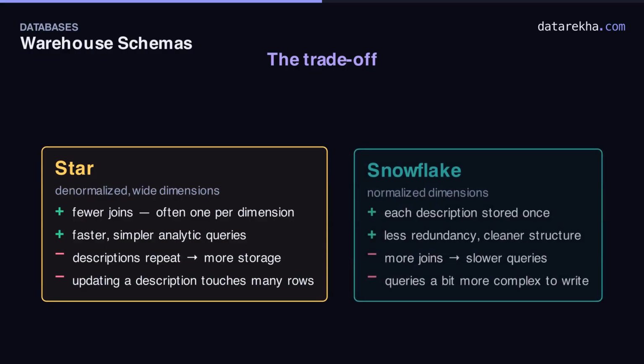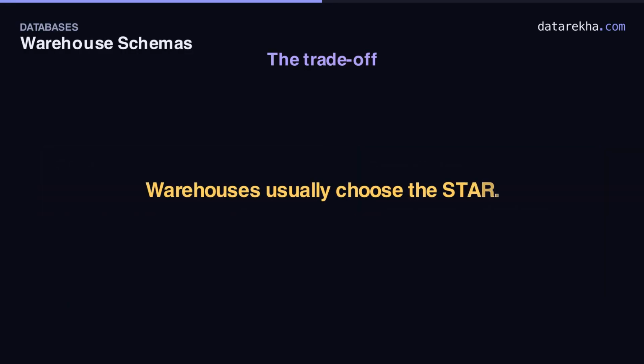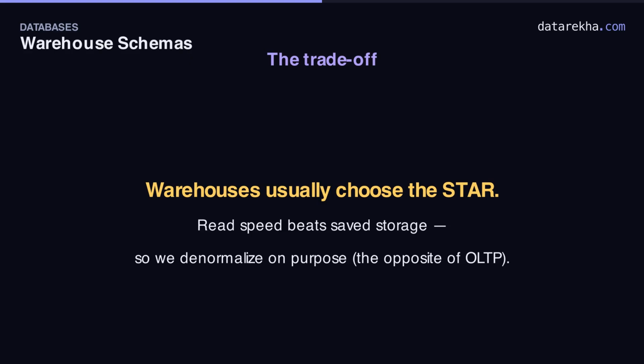The snowflake wins on tidiness. Each description lives in exactly one place. Far less redundancy, cleaner structure. The cost is joins. To read a category name, you now hop fact, then product, then category. So which wins? Usually the star. In analytics, read speed beats a bit of saved storage, so we cheerfully denormalize, accepting redundancy to cut joins. The mirror image of an operational database, which normalizes to protect its writes. Different job, opposite choice.